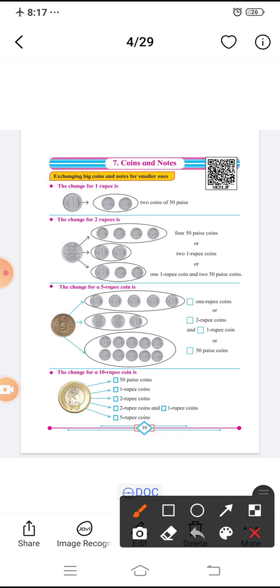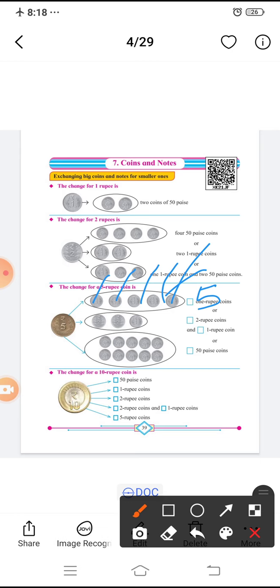Now how will you exchange 5 rupees with the help of these coins? The first one they have given is 1 rupee. First one, which rupee have they given? 1 rupee. So how many 1 rupee coins do you need to exchange for 5 rupees? कितने 1 rupee coins चाहिए 5 rupees बनने के लिए? तो 1, 2, 3, 4, 5. So how many 1 rupee coins do you need? 5 coins of 1 rupee you will need.